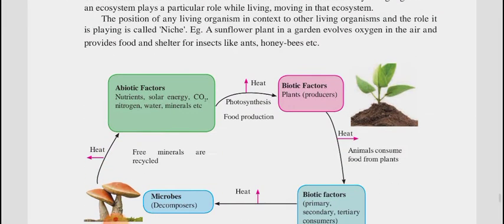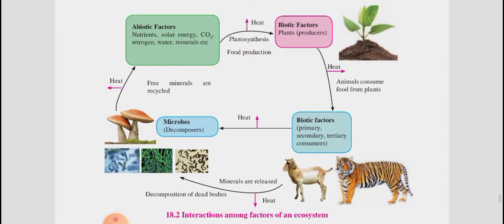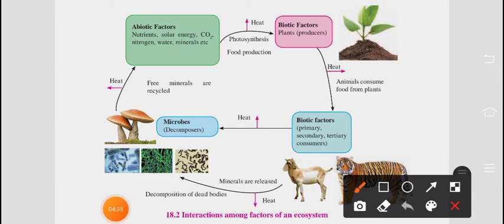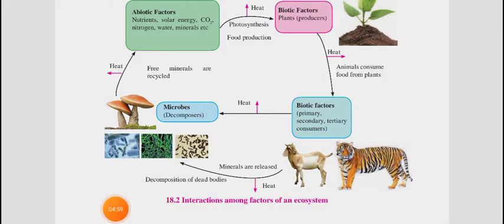You can observe this cycle here. Through this cycle we can understand that in our ecosystem both biotic and abiotic factors are needed. Suppose a basic example: you can observe this plant. This plant is a biotic factor. This plant is eaten by these animals, which are also biotic factors. Among the animals come primary, secondary, and tertiary consumers. After the death of these animals, the microbes decompose these bodies.